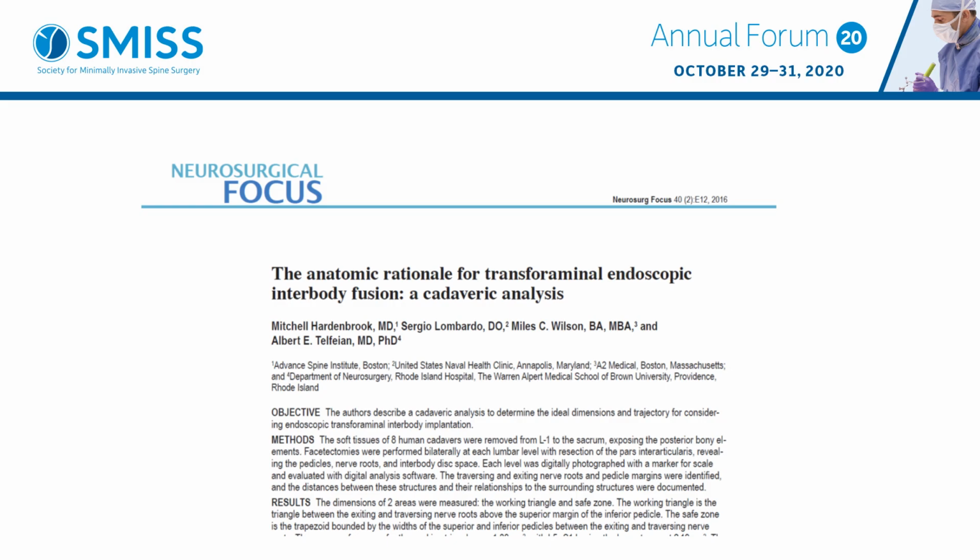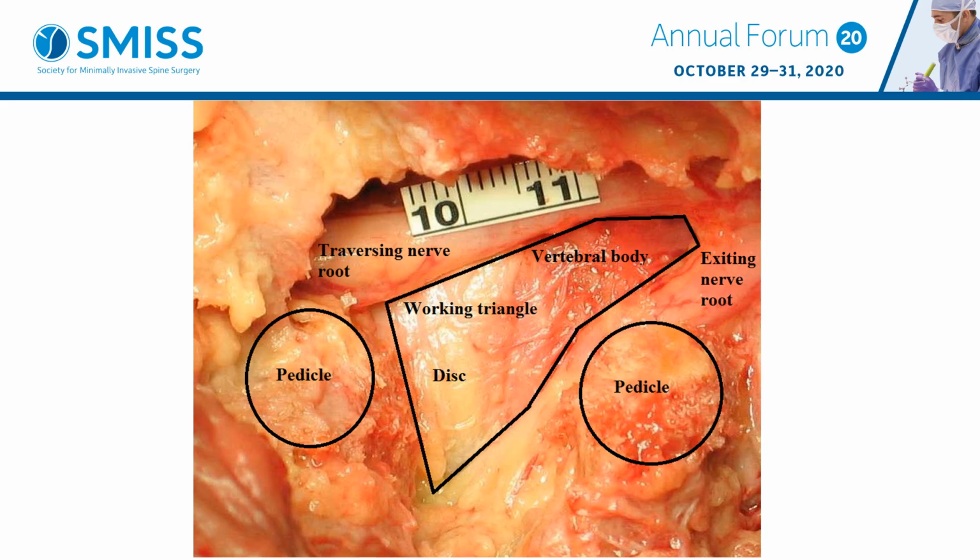This is a 2016 Journal Neurosurgery Focus paper I published with my colleagues on the anatomic rationale for transforaminal endoscopic interbody fusion. This was a cadaveric analysis removing the facets at the lumbar disc levels and measuring the distance between the traversing and exiting nerve roots to determine whether it would be feasible to place a cage, static or expandable, through Kambin's triangle.